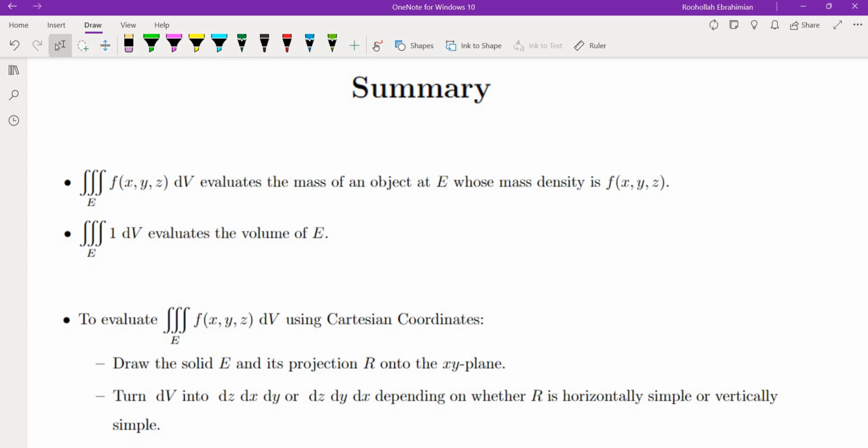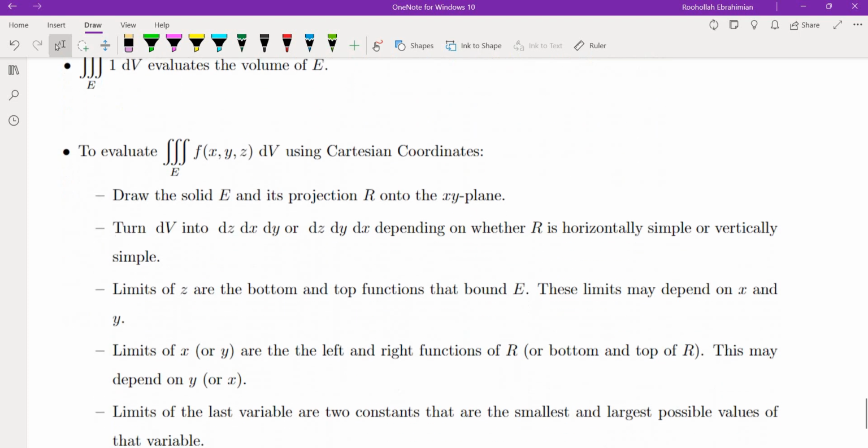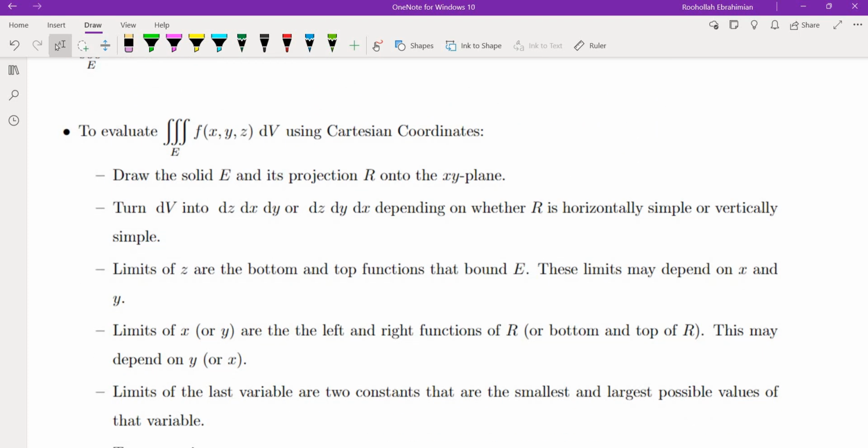So what did we learn in this video? We learned that the triple integral evaluates the total mass as long as the integrand is the density function. Triple integral of 1 evaluates the volume, and in order to evaluate triple integrals, what we have to do is draw the solid E and draw its projection onto the xy plane. You change dv into dz dx dy or dz dy dx depending on whether your R is horizontally simple or vertically simple. Then you change the limit of z from bottom to top of your solid E.